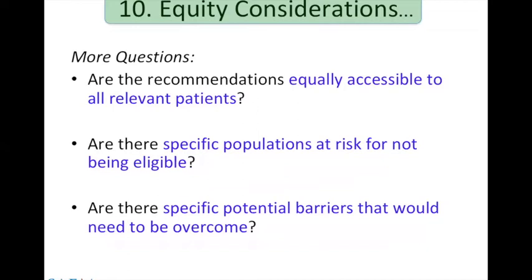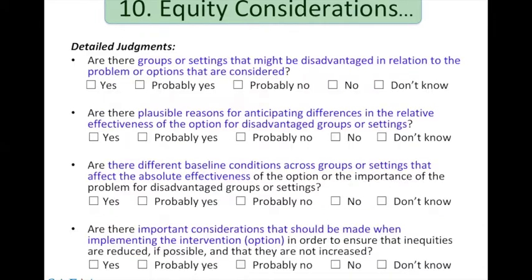Some more questions on equity. Are the recommendations equally accessible to all the relevant patients that you're going to be treating or intervening on with your question? Are there specific populations who are at risk of not being treated eligibly or equitably? And finally, are there specific barriers that would need to be overcome and facilitated in order to optimize the equity components of the recommendation your group is considering?